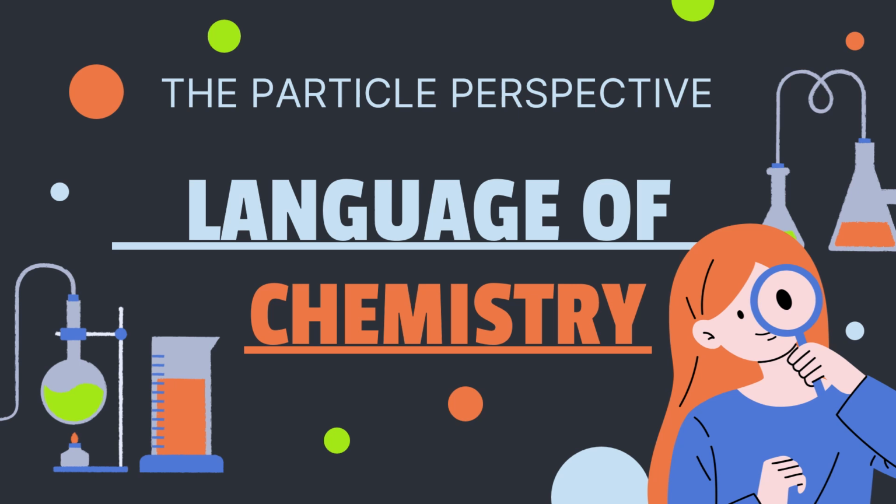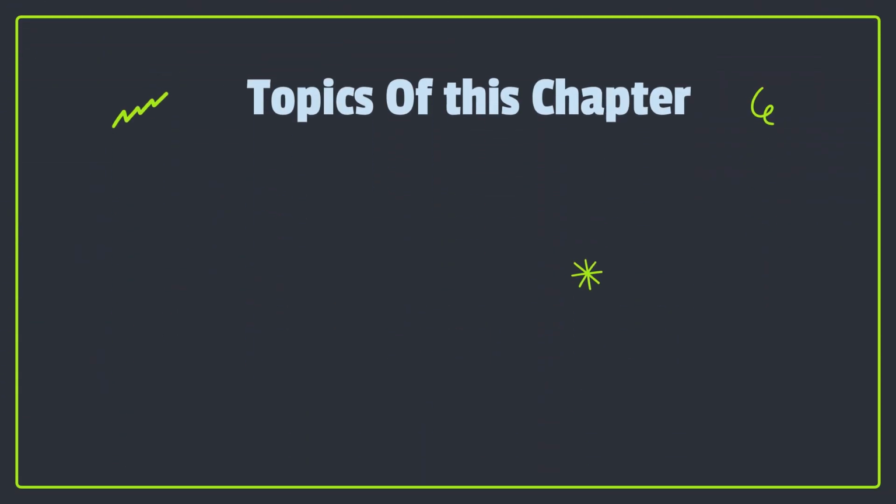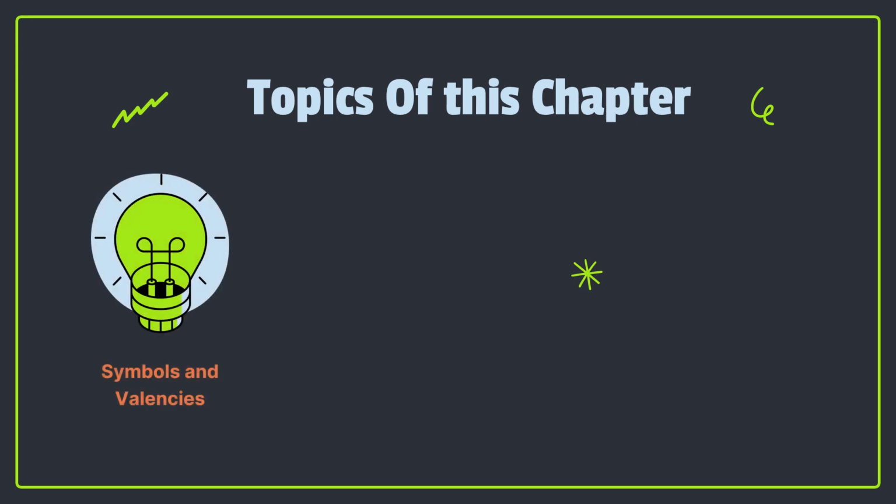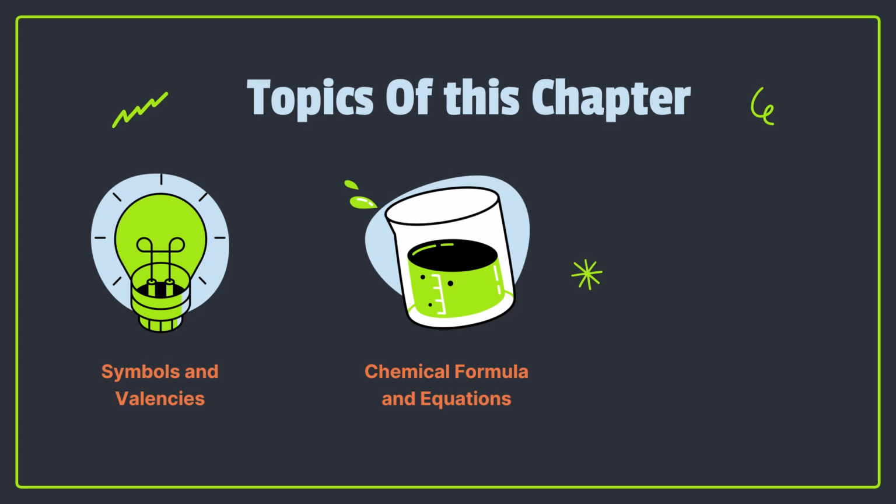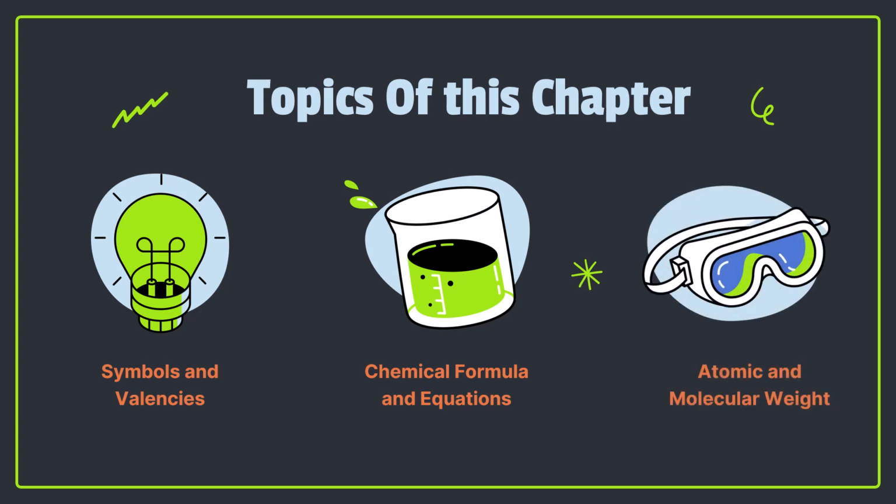Today, we're going to be talking about the chapter Language of Chemistry. So, in this chapter, we're going to be talking about three topics: symbols and valencies, chemical formula and equations, and atomic and molecular weight.